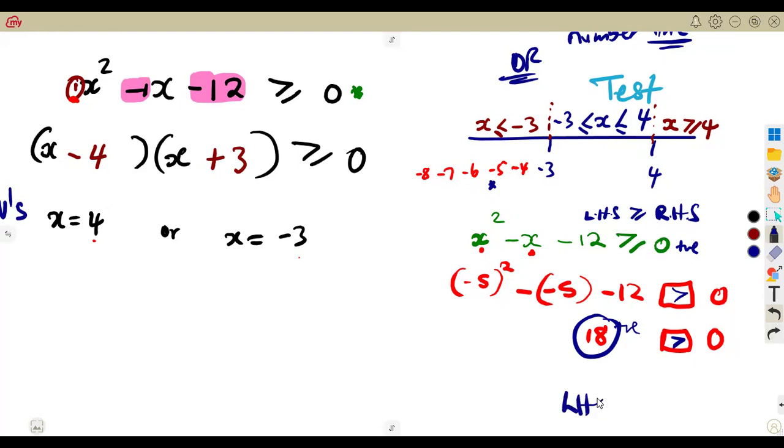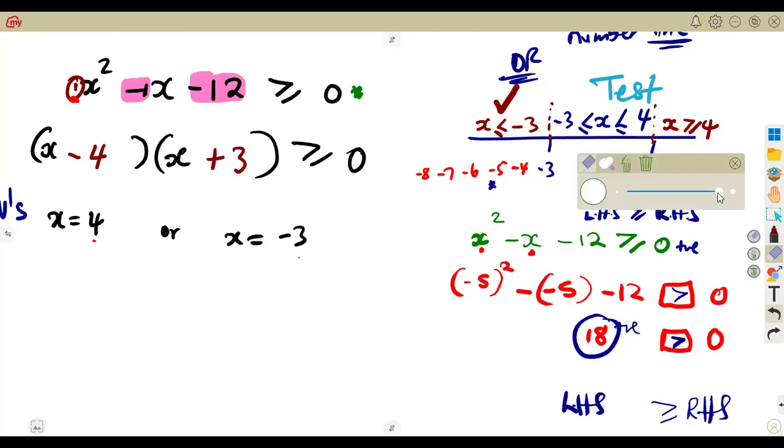What we want is to make sure that the left-hand side is greater than or equal to the right-hand side. So you have to compare with your answers at the end. Is it true? Is it maintaining what you were given before? Yes, truly 18 is bigger than 0. So meaning to say this solution is true. It maintains our inequality. It is true.